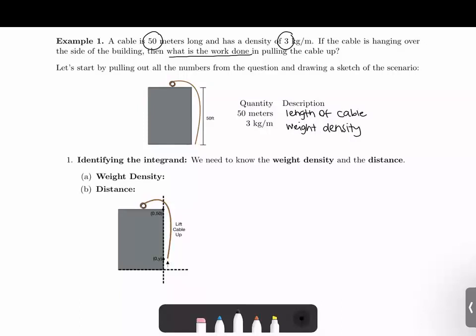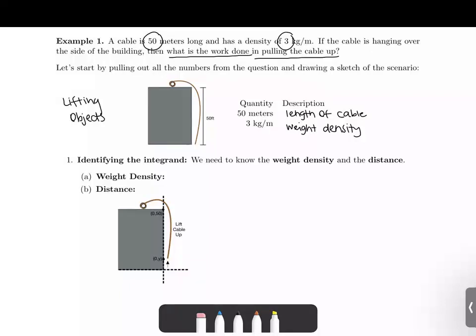Once we pull out the numbers and draw a sketch of the scenario, where I just have this little picture about the cable being pulled up, then we can figure out what work we're doing here. Specifically, we're trying to find the work done in pulling the cable up. This type of work is going to be lifting objects. We're lifting this cable up 50 feet, and that cable has a weight density of 3 kilograms per meter.